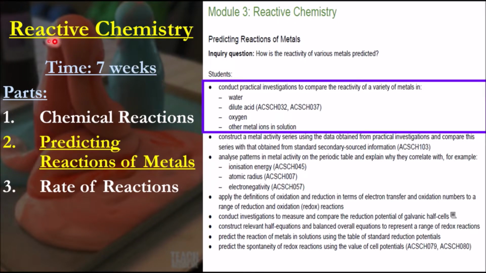Today we'll be looking at Module 2, Module 3, Inquiry Question 2, Predicting Reactions of Metals. We're going to be investigating the reactivities of metals with the following types of reaction: water, dilute acid, and oxygen. We'll look at metal ions in another lesson.